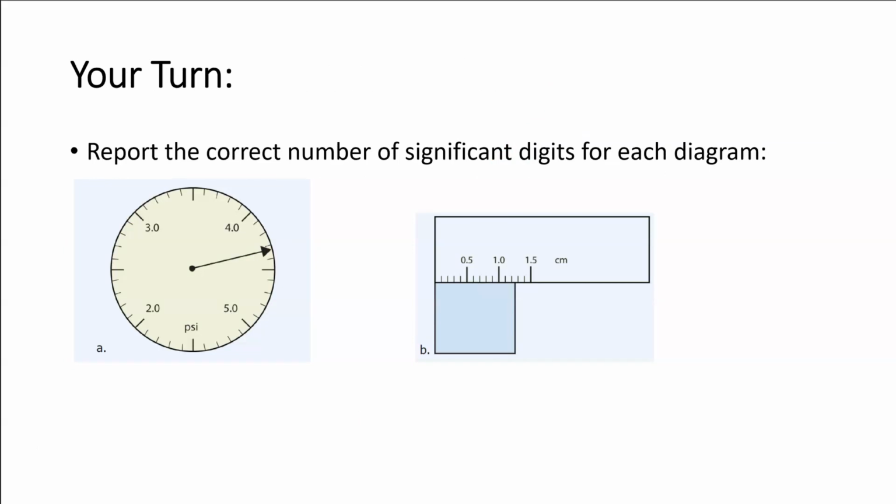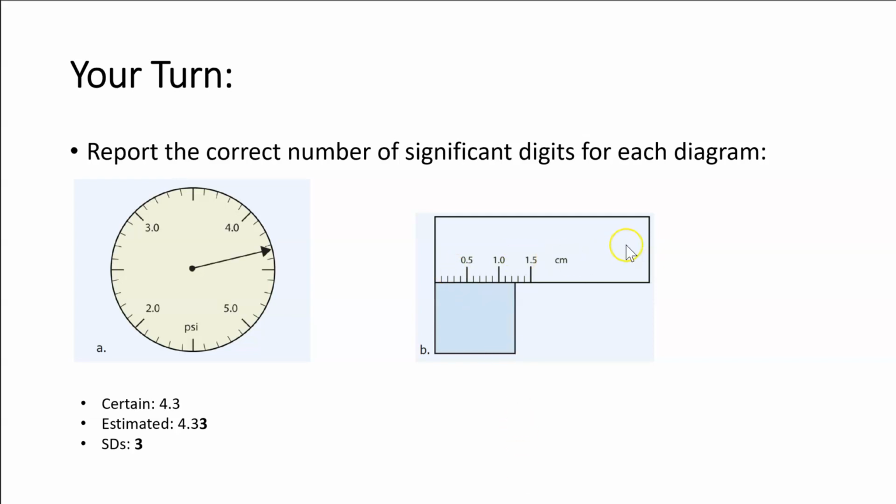Okay, why don't you give it a shot? How many significant digits would you say there are for each diagram? So for A here, we're reading pressure, and I can see this arrow goes beyond 4, beyond 4.1 to 3. So I know for certain we're beyond 4.3, and I would estimate this point in between. I can say, well, that's maybe 4.33. So my measurement that I would write down would be 4.33. That's 1, 2, 3 significant digits.